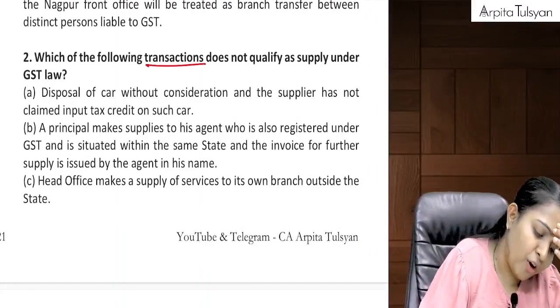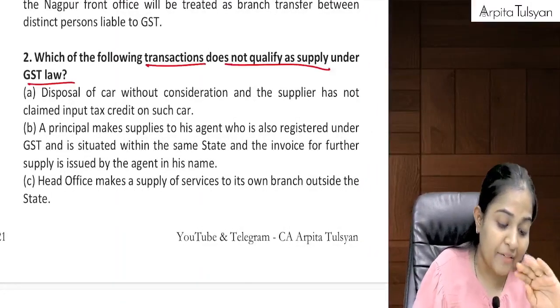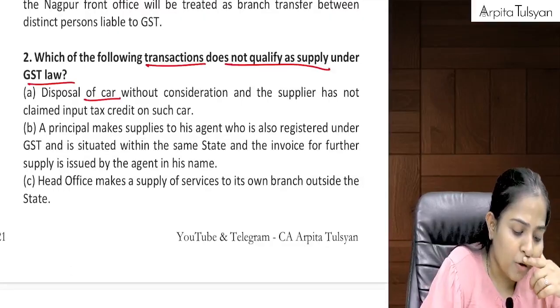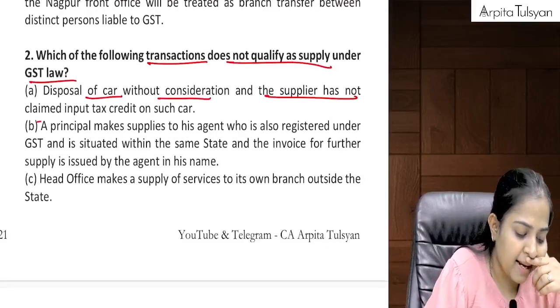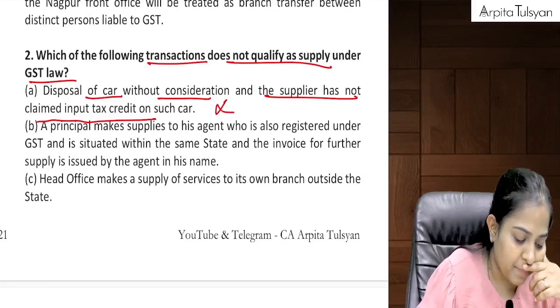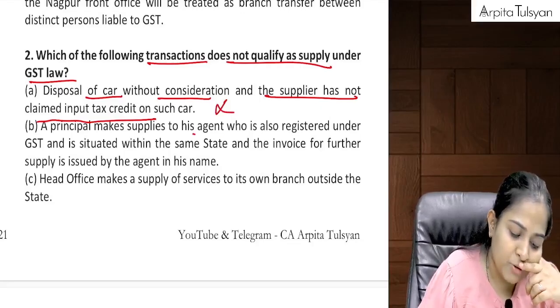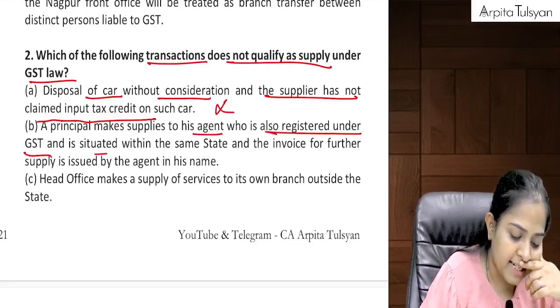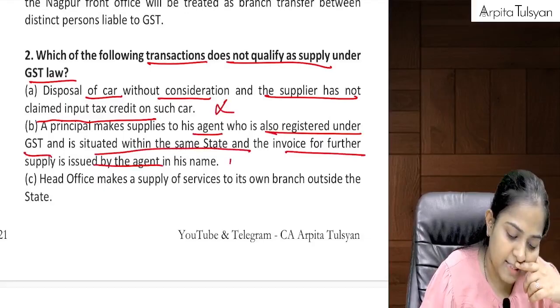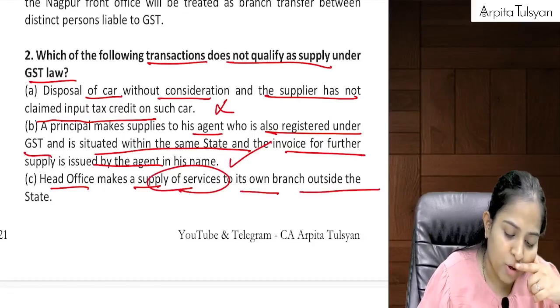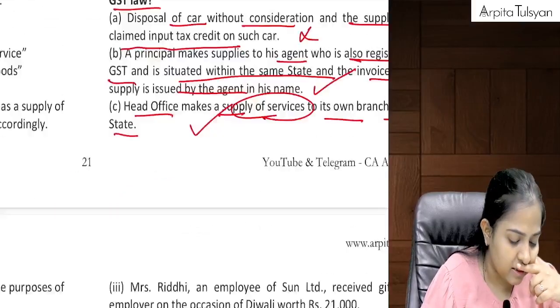Then, which of the following transactions does not qualify as supply? Which is not a supply? Disposal of car without consideration and the supplier has not claimed ITC. This is not a supply. Principal makes supplies to the agent who is also registered under GST and is situated within the state, and an invoice is issued. This is a supply, deemed supply. Head office makes a supply of services to its own branch outside the state. Even this is a supply.